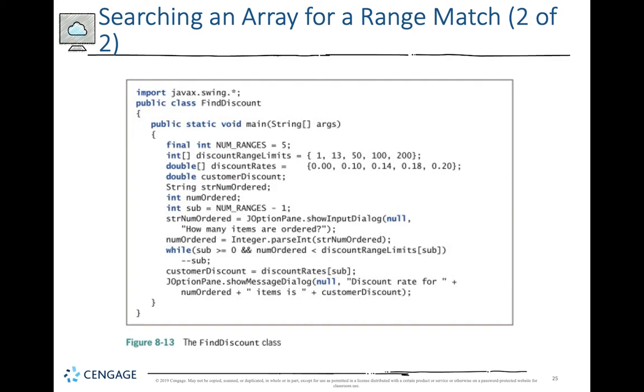And then it's going to give sub after the criteria has been met, where the condition is false. It's going to take the value of sub and get the discount rate. So the discount rate could be any one of those. And that's the customer discount, and then it outputs it. All right. This is called a range match.